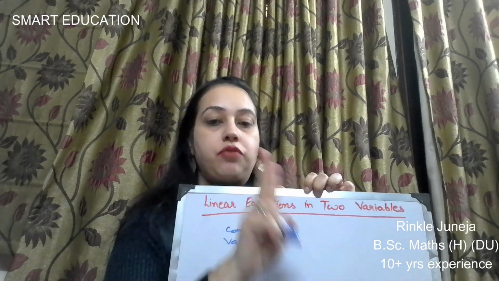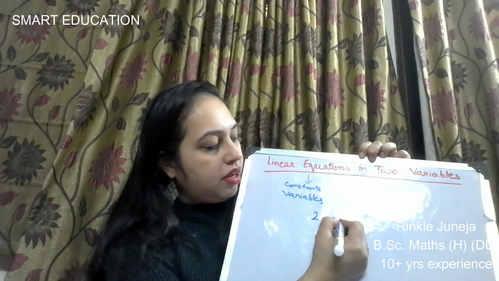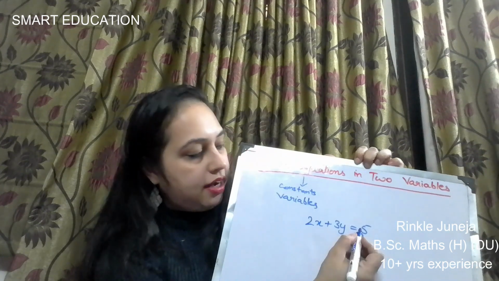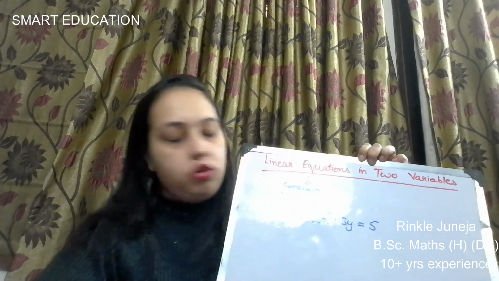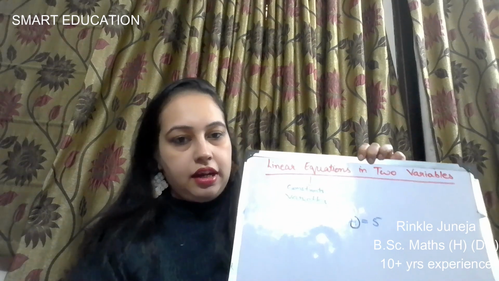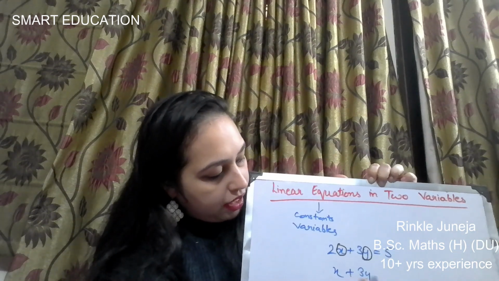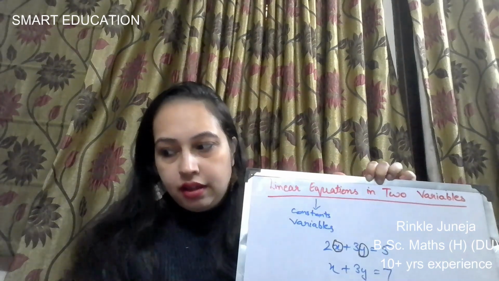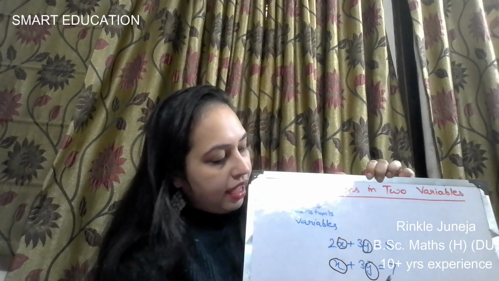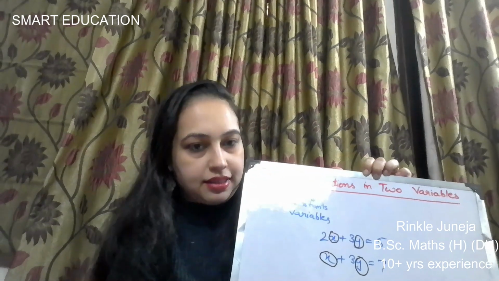So we'll only have two variables. For example, we can say 2x plus 3y equals 5. Now this is a linear equation which has a left hand side and a right hand side, and two variables, which are x and y. Another example can be x plus 3y equals 7, right? So two variables, x and y, and it's a linear equation because it has a left hand side and a right hand side.